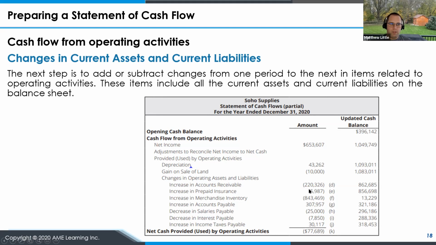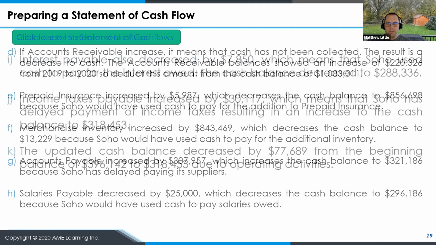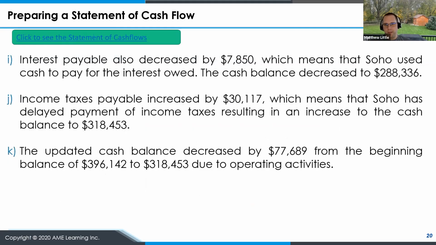And you would go through the other payables similarly. AP increase, salaries payable decrease. So salaries payable decrease, that means we paid more cash to staff. Interest payable decrease, therefore we paid off the interest payable. Income taxes payable increase, that means we kept the cash on hand.